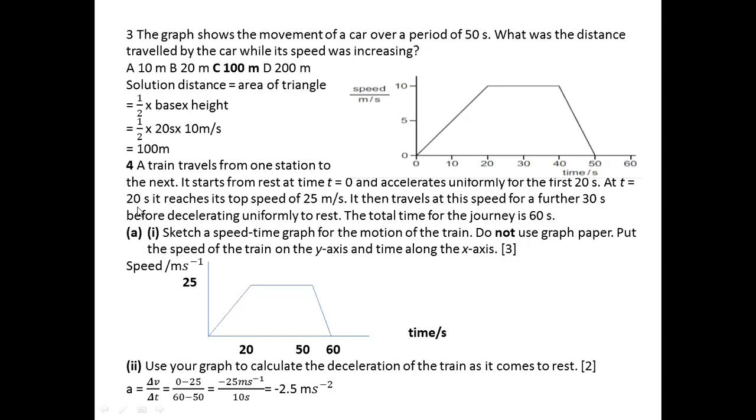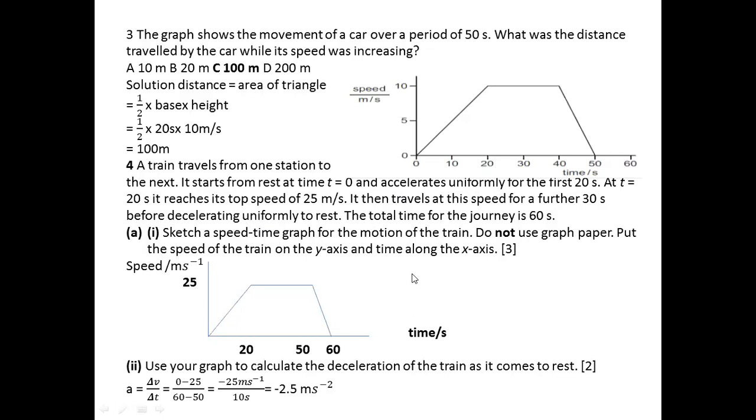At time equal to 20 seconds, it reaches its top speed of 25 meters per second. It then travels at this speed for a further 30 seconds before decelerating uniformly to rest. The total time for the journey is 60 seconds. Sketch the speed-time graph for the motion of the train. Do not use graph paper.